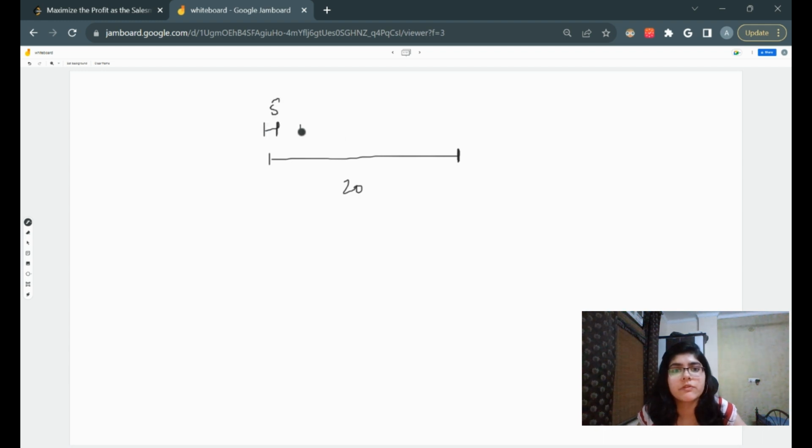Suppose this has a profit of 5, this has a profit of 10, and this has a profit of 15. Now if I try to apply the greedy algorithm, what I will do is that I will select this 20. I'll select the buyer who will give me this 20 gold coins.